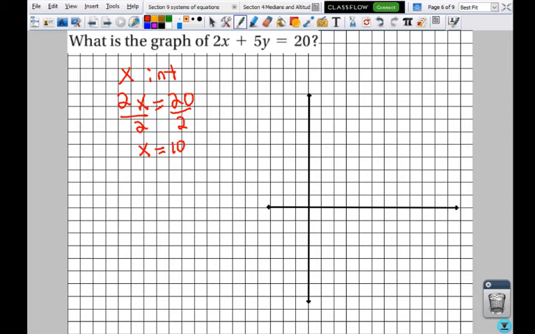Same type of thing for my y-intercept now. I'm going to find my y-intercept. I'm going to ignore my x and just go 5y equals 20, and solve it for y by dividing by 5. And then I get y equals 4.